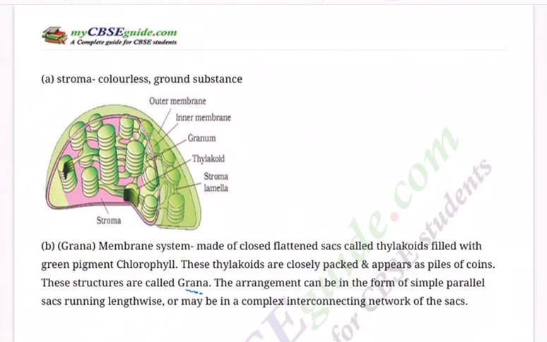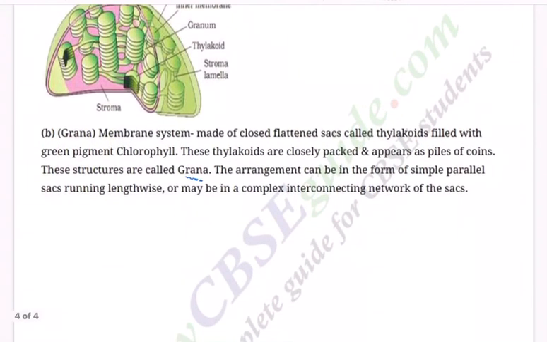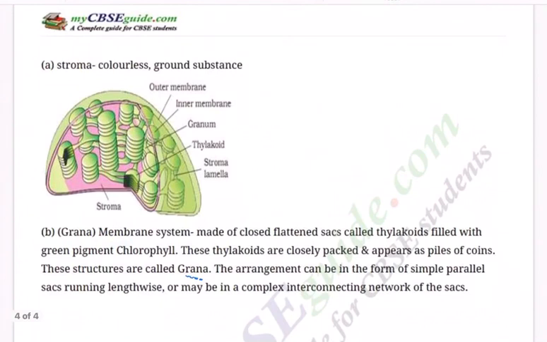The arrangement can be in the form of simple parallel sacs running lengthwise, or maybe in a complex interconnecting network of sacs. So what you need to do is draw the diagram, label it, and understand the importance of each one. So this is how you need to answer. And it is always better and advisable that you substantiate your answers, particularly 3 mark and 5 mark questions.